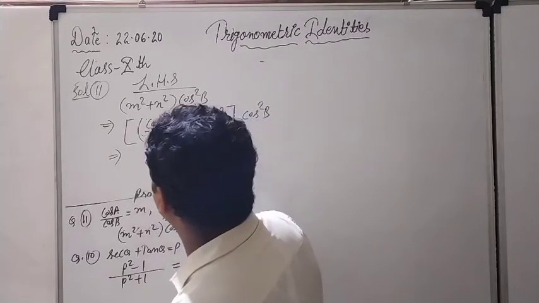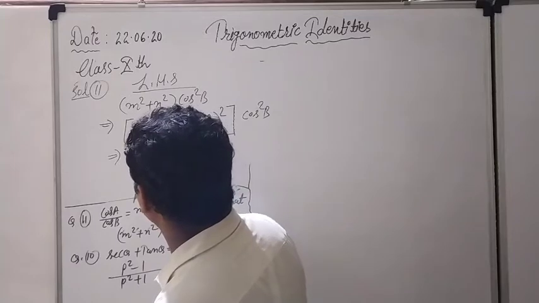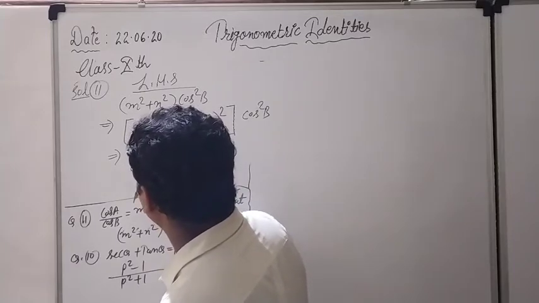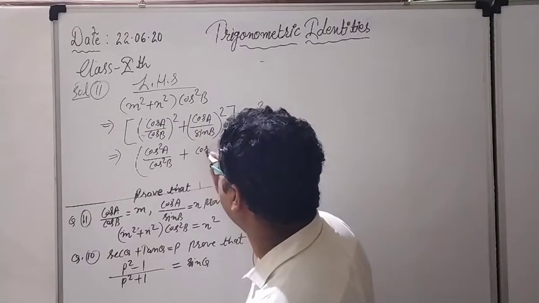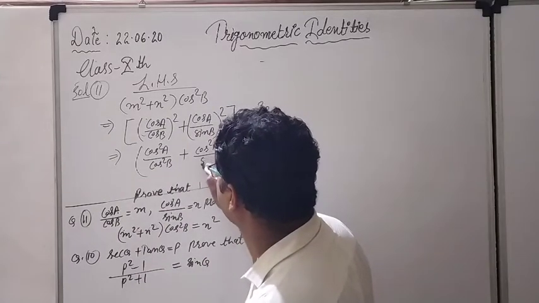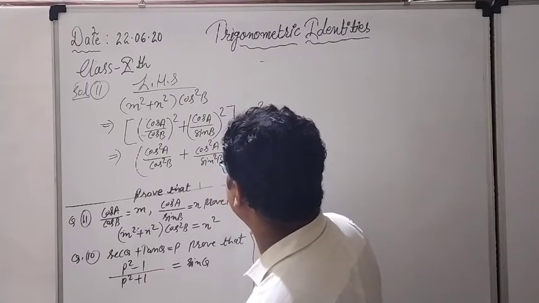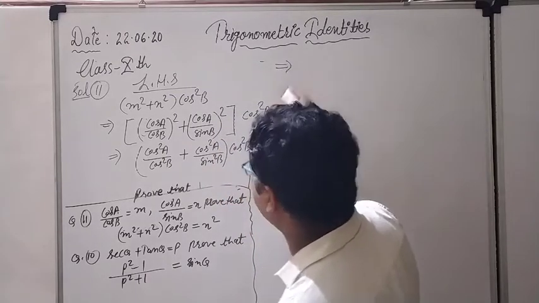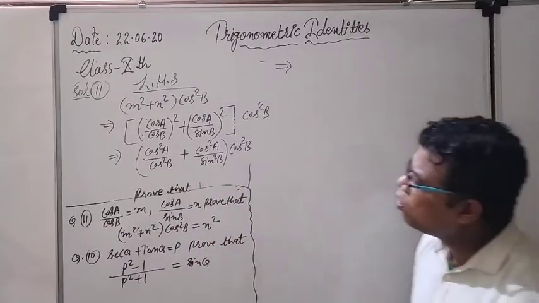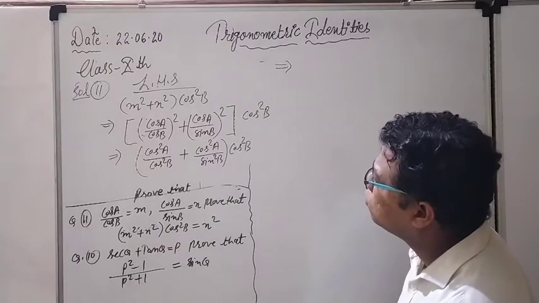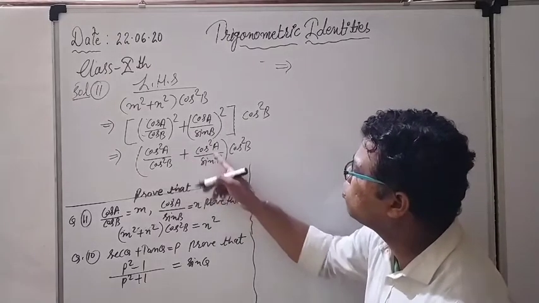Next step. Again, cos A whole square could be written as cos square A upon cos square B. Come to the small bracket right now. This could be written as cos square A upon sin square B. Outside of the bracket, cos square B. Right now, see here, this can be solved by cross multiplication, nothing else. So we are solving by cross multiplication.